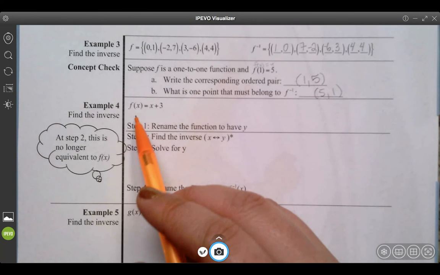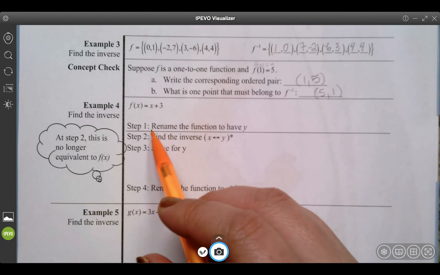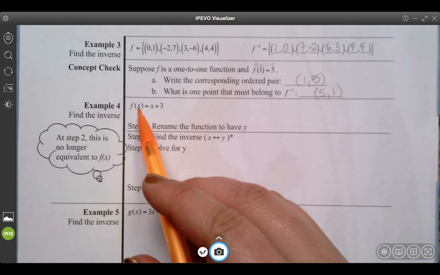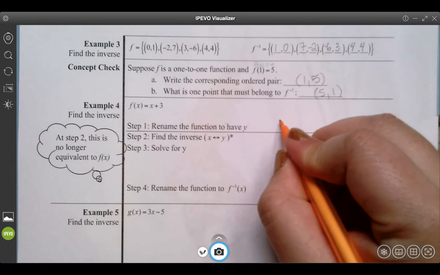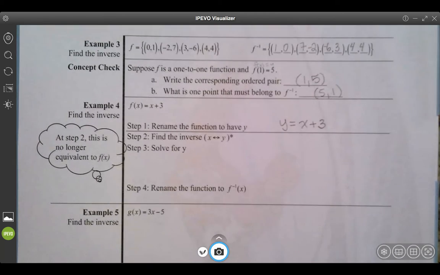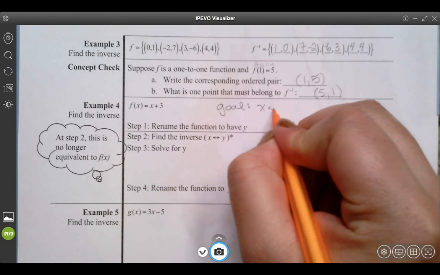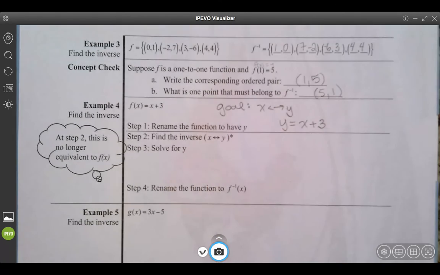Okay, so f of x equals x plus 3. That's our original function. Our first step, because if we want to switch x and y, we need a y to switch. So we're going to rename this with y. So we're just going to write this as y equals x plus 3. Remember, our goal is to switch x and y, just like we did in the ordered pairs above.